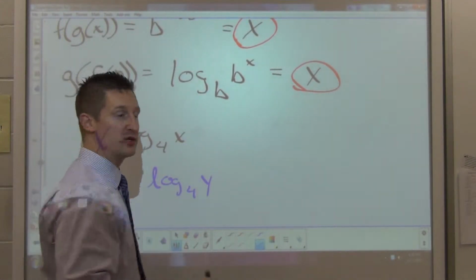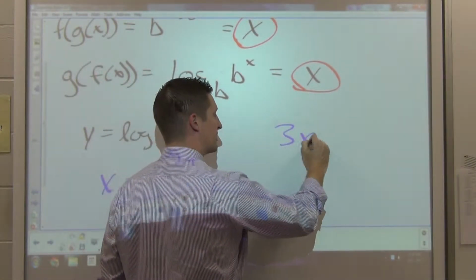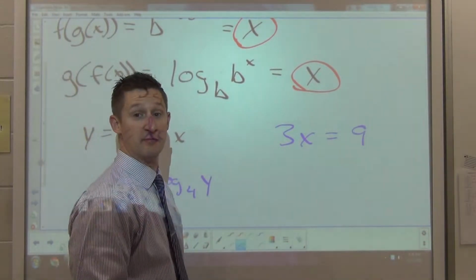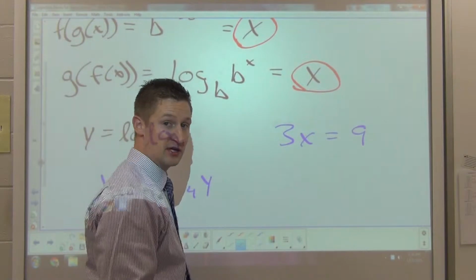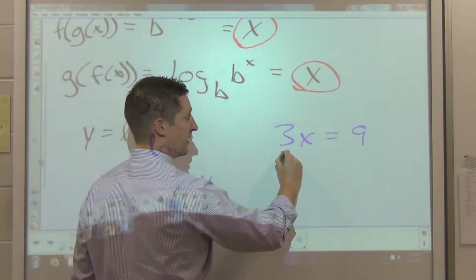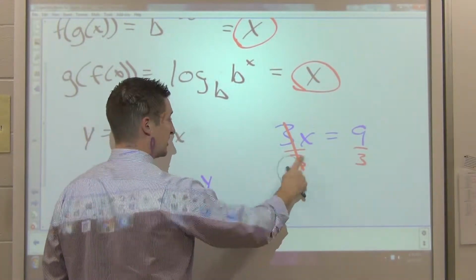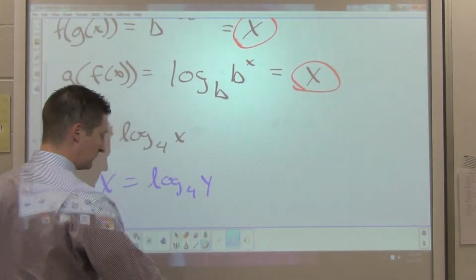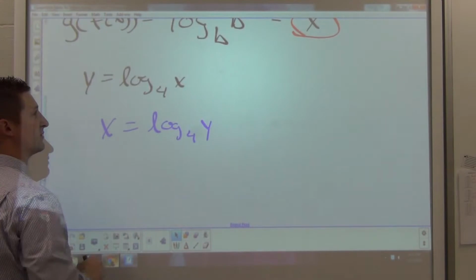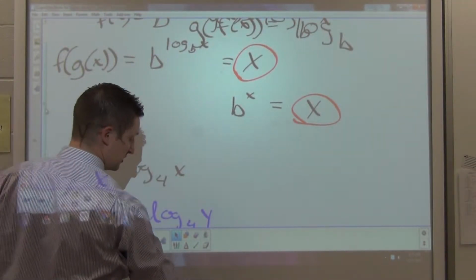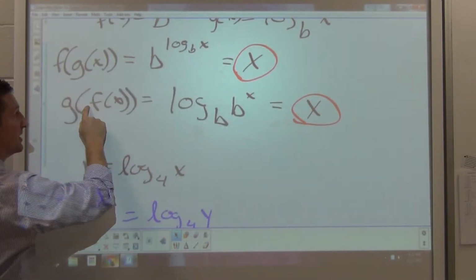When I say inverse operation, I'm relating that back to if I had 3x equals 9, the way that you would solve that equation is you would divide by 3. Because division by 3 is the inverse operation of multiplying by 3. I think you're all comfortable with that idea. Well, I'm going to use an inverse operation here. If I have a logarithm, the inverse operation would be an exponential function.